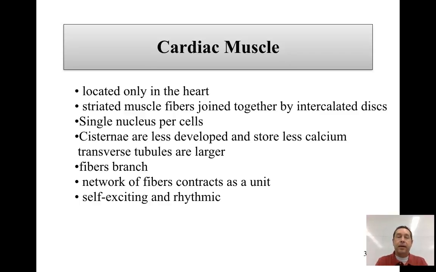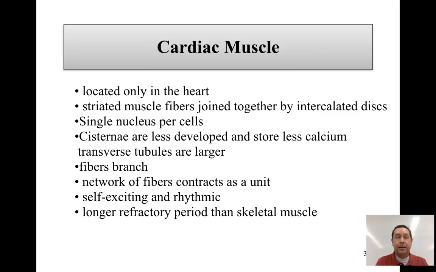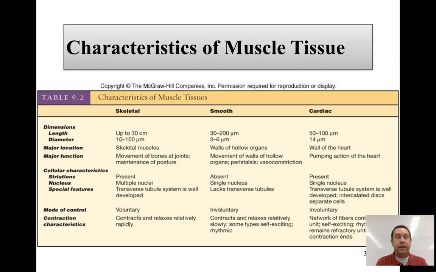They do have a unique characteristic of self-exciting. The heartbeat, or the contraction of the heart, comes from cells in the heart, not from signals from the nervous system like in the other two types of muscles. Now, the nervous system can regulate, can speed up or slow down, but it doesn't actually cause the heart muscles to contract. They also have rhythmicity. They have a longer refractory period. This chart in your textbook, Table 9.2, summarizes the three types of muscles, tissues, their characteristics, and so on.